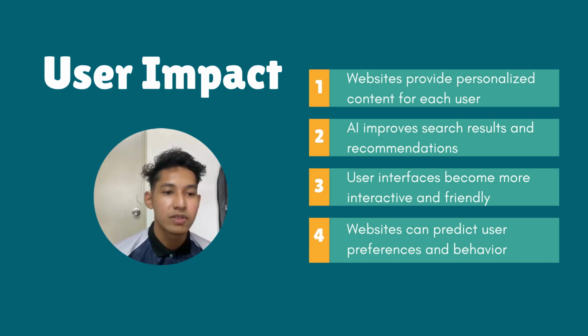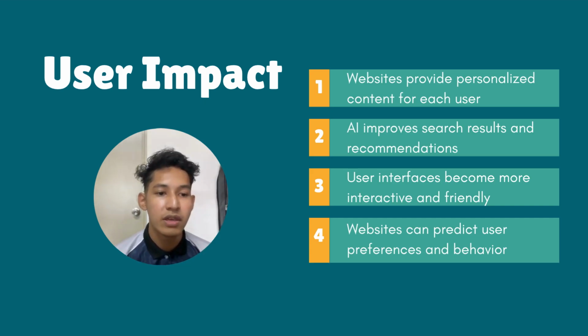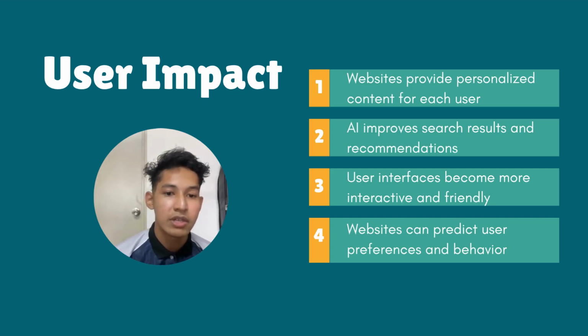AI also improves search results by understanding user intent, not just keywords. In addition, modern websites have more interactive and user-friendly interfaces. Features such as chatbots, voice search, and smart suggestions make it easier for users to navigate and find information. Websites can even predict user needs by analyzing past behavior, which creates a smoother and more efficient experience.